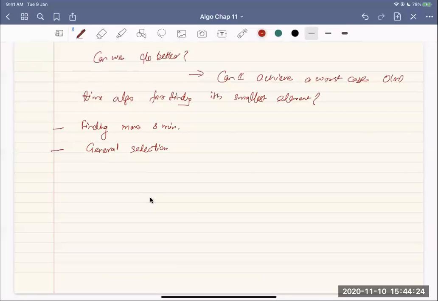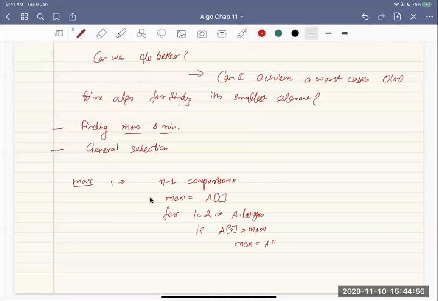Now, max and min finding is very easy, you know that. If you have to find a maximum element, how many comparisons do you need? I need exactly n minus 1 comparisons. I can declare max as a1 and keep on doing, for i equal to 2 to a.length, if A[i] is greater than max, max becomes A[i], and then you return max. So I am doing n minus 1 comparisons.